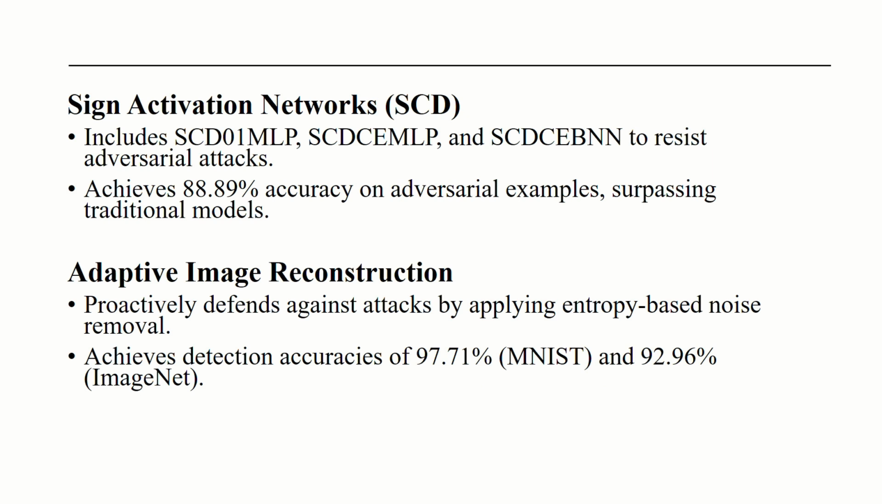Sign activation networks, or SCD, stochastic coordinate descent, includes SCD-01MLP, SCD-SCMLP, and SCD-CEBNN to resist adversarial attacks. It achieves approximately 89% accuracy on adversarial examples, surpassing traditional models. Adaptive image reconstruction proactively defends against attacks by applying entropy-based noise removal. This achieves detection accuracy of 97% in MNIST and 92% in ImageNet.